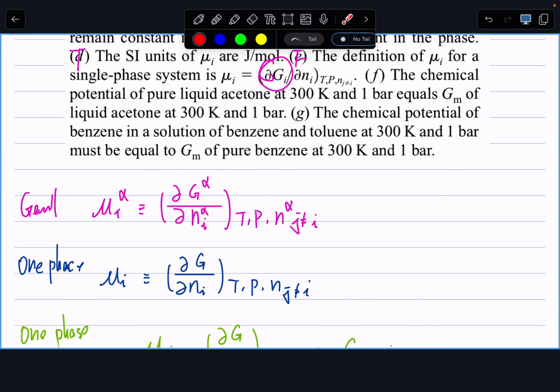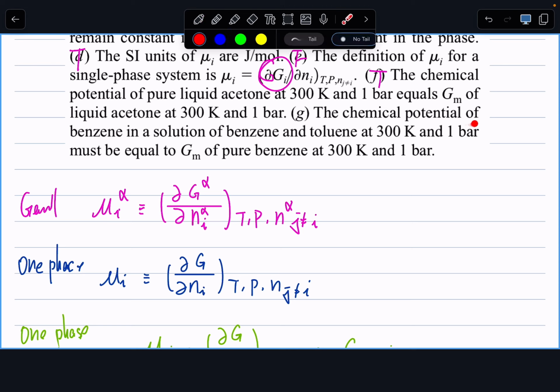And go back to this one, the chemical potential of pure liquid acetone. So pure liquid acetone tells us this is a one phase, one component system. And then the chemical potential equals the Gm of liquid acetone at 300 K and 1 bar, the same temperature and pressure. All right, so this one is true.